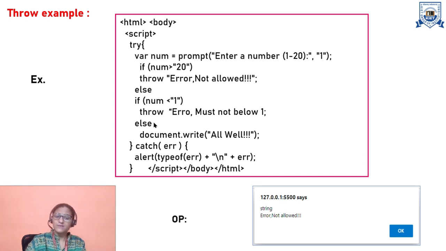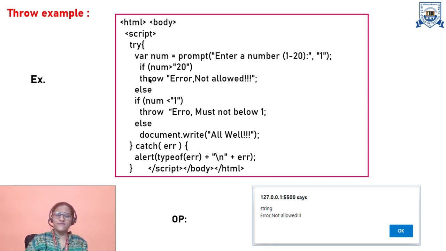Else means if it is another thing, it is not greater than 20, nor is it less than 1. If suppose we have provided any string value or any other character, in that case, what will happen? It will generate an error. But if all is okay, you have done everything right, then it will give the message all well. document.write all well.